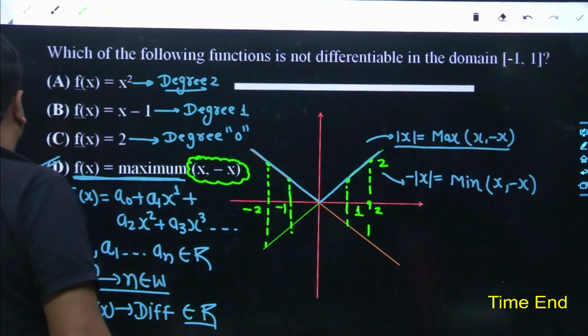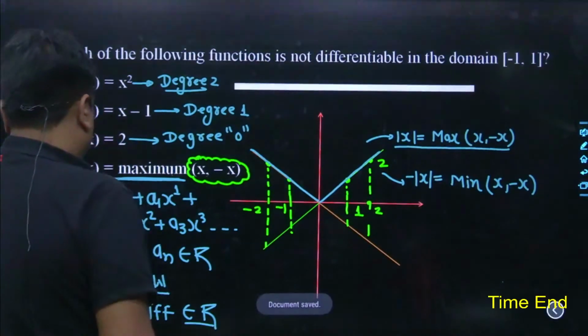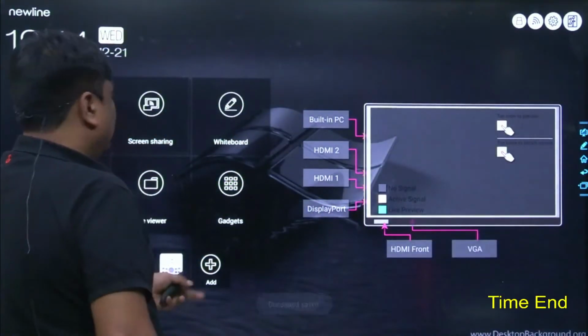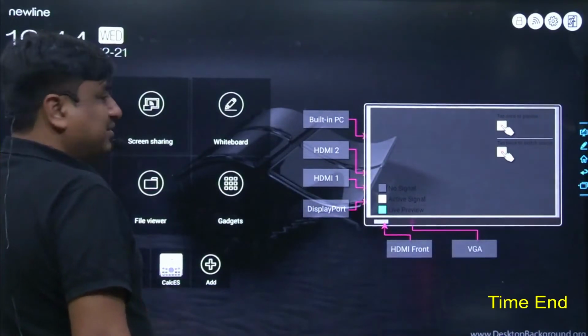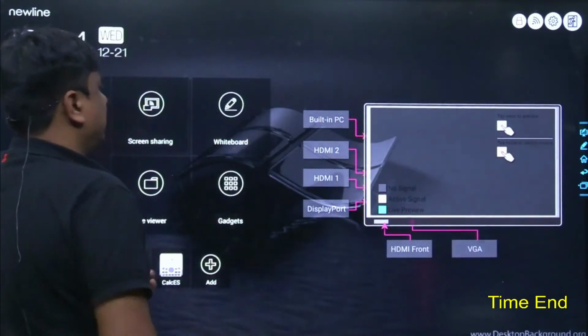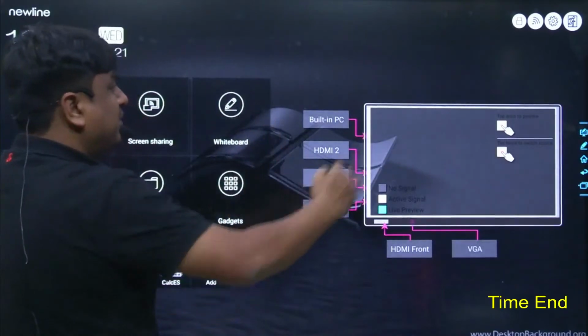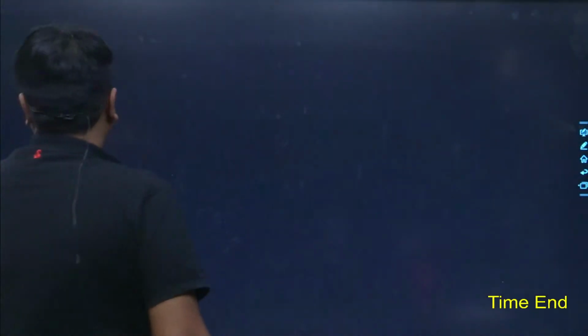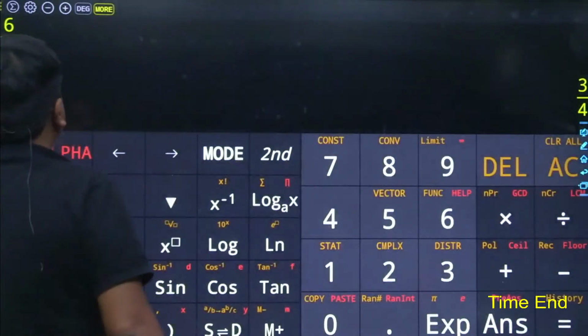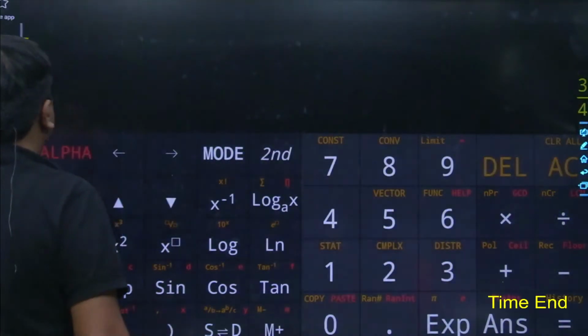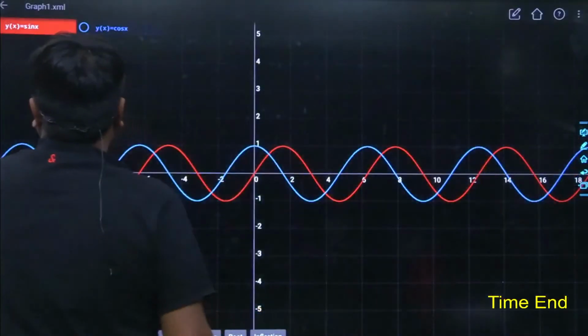If you don't believe it, let me show you an example. Randomly, I am taking a few different kinds of polynomials and we'll see whether they are differentiable, that is, whether the curve is smooth everywhere in the entire region of x or not. Let me take a calculator and draw the graph over here.